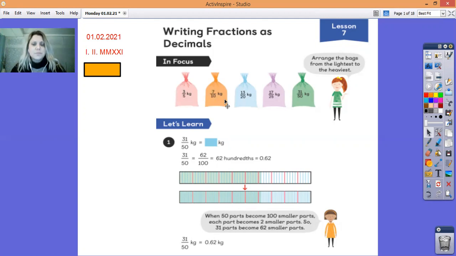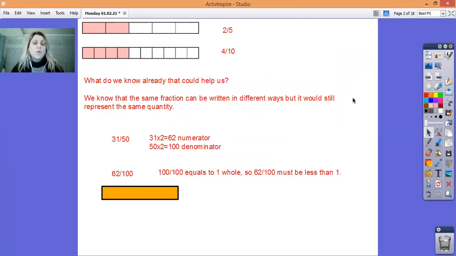And also, now we want to learn how to put everything into decimals. So what can we do to actually solve this challenge? Let's have a look. The first thing that we want to do is make sure that we can transform fractions into a fraction that we can more easily transform into a decimal. Let's have a look at how we can do that. So what do we know already?